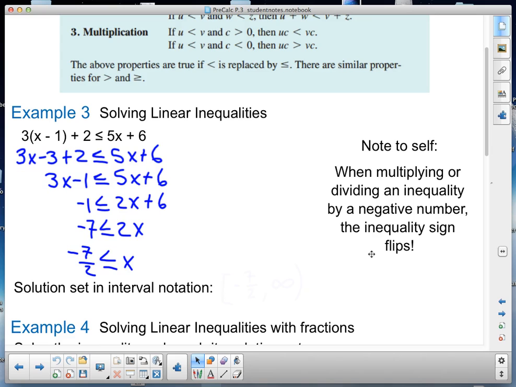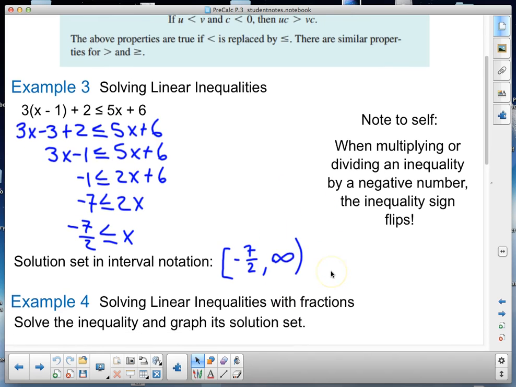move through your problem. The solution set in interval notation for this problem is closed at -7/2 because of the or equals. But now all the stuff greater than x goes to infinity. So it's an unbounded open on the right side.